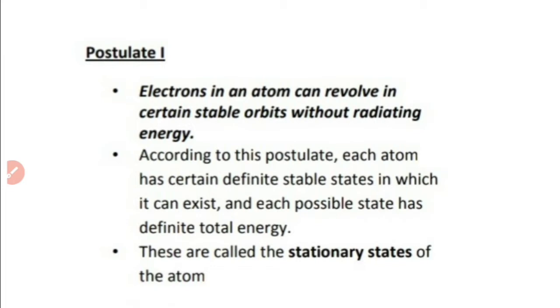So according to this postulate, each atom has certain definite stable states in which it can exist, and each possible state has definite total energy. And he called these states the stationary states of an atom. So if an electron is in the stationary state, it will not emit radiation. So there is no problem of collapsing of this electron with the nucleus.